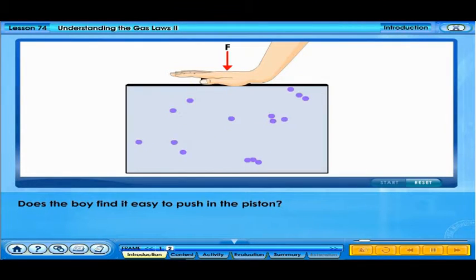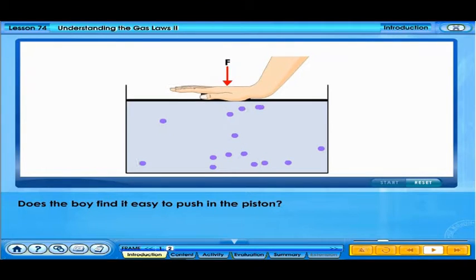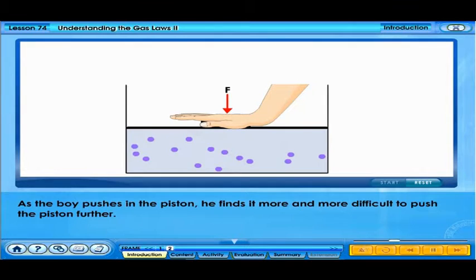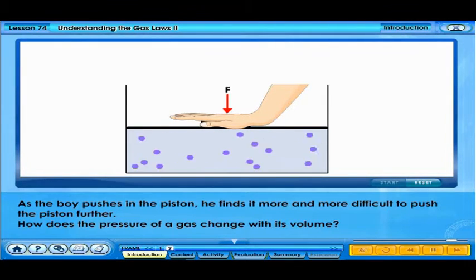Does the boy find it easy to push in the piston? As the boy pushes in the piston, he finds it more and more difficult to push the piston further. How does the pressure of a gas change with its volume?